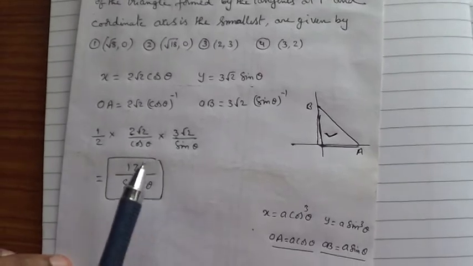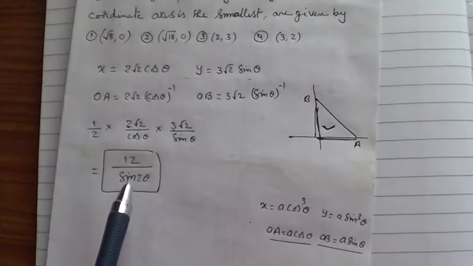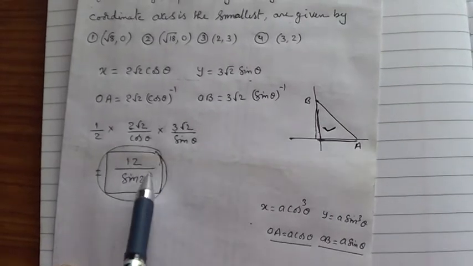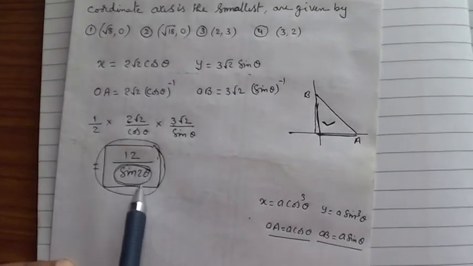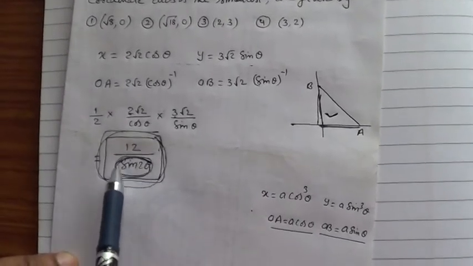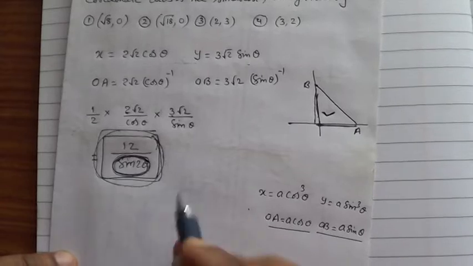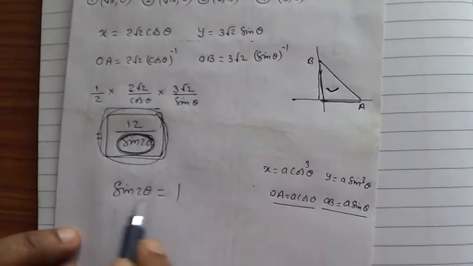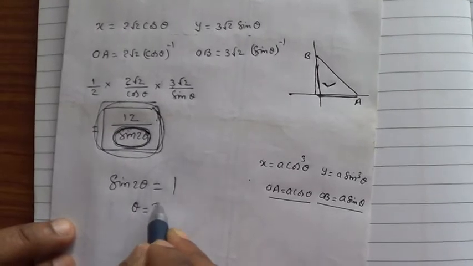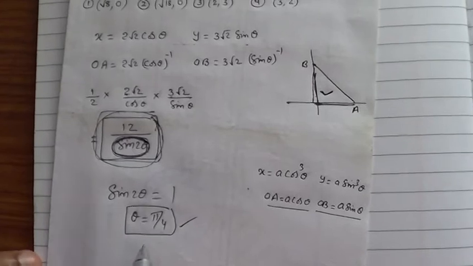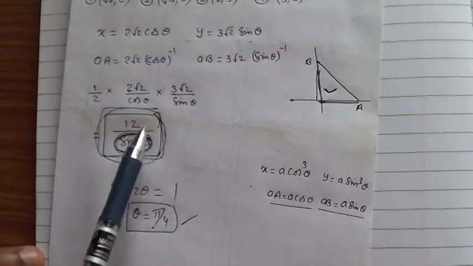But it says the triangle area is least. To get this value least, the denominator must be maximum, or not? The maximum value of the denominator is equal to 1. That's why sin 2 theta is equal to 1, which means theta must be equal to pi by 4. That's why it is asking for the point only. So we got theta is equal to pi by 4.